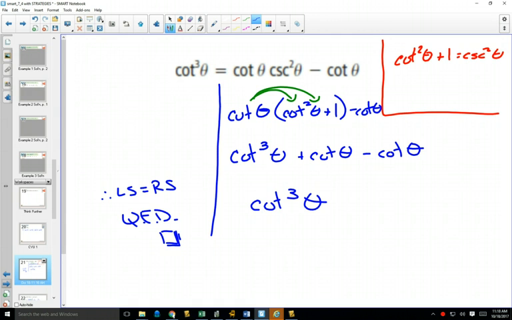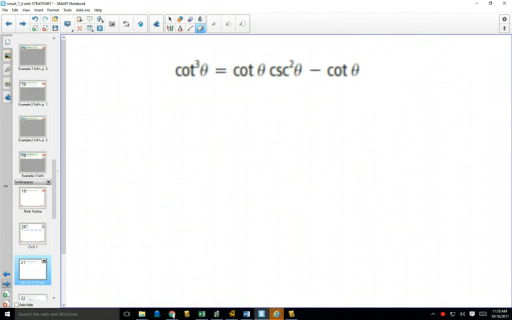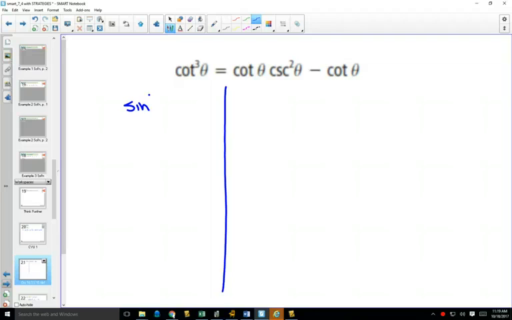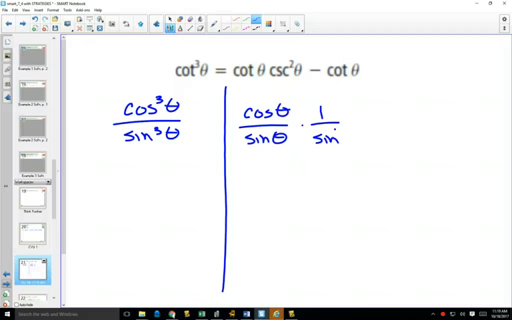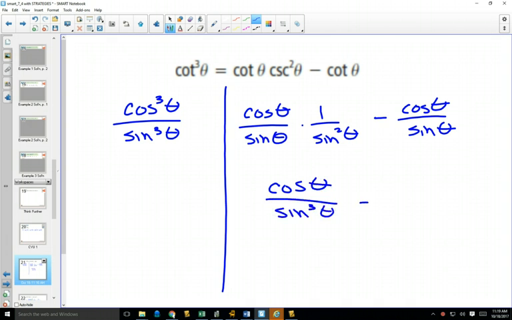Okay? How many people were trying the sine and cosine? Okay, do you want to see what that looks like? Okay. So this is shorter. But had you not seen this, and you went cos cubed theta over sine cubed theta, and cos theta over sine theta times 1 over sine squared theta minus cos theta over sine theta. So this is how you would start. The left-hand side is already a single fraction. The right-hand side you have cos theta over sine cubed minus cos theta over sine theta. This isn't a single fraction.